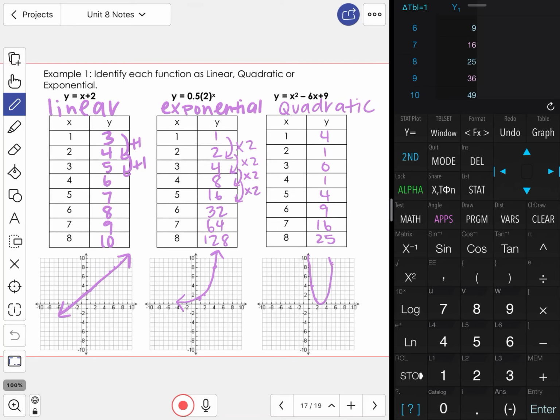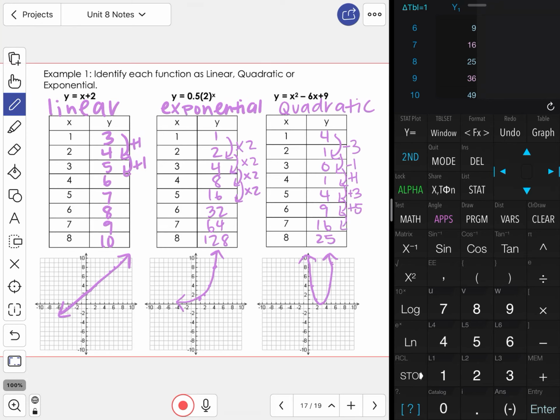Okay, so it makes that U shape that we know as a quadratic. So just by the shape of our graphs, we can tell the different types. But also by this table, let's look. From 4 to 1, they subtracted 3. From 0 to 1, they subtracted 1. From 0 to 1, they added 1. From 1 to 3, they added 3. From 4 to 9, they added 5.